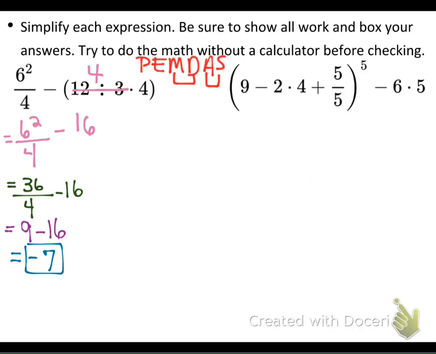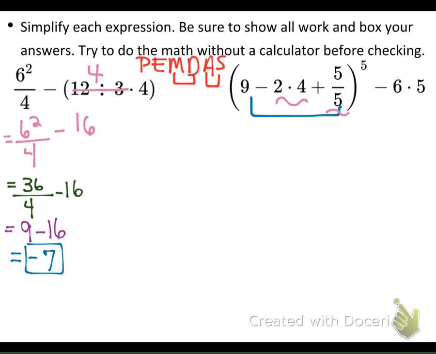Now, I have a large set of numbers within these parentheses. So I have a lot of things I need to solve. So I'm going to have to use order of operations within the parentheses. Now, order of operations within the parentheses, I'm going to have to start with what? Am I going to start with subtraction, multiplication, addition, or division? And what else do I do at the same time that I do as division? Multiply. So I have 2 times 4, and I also have 5 divided by 5.